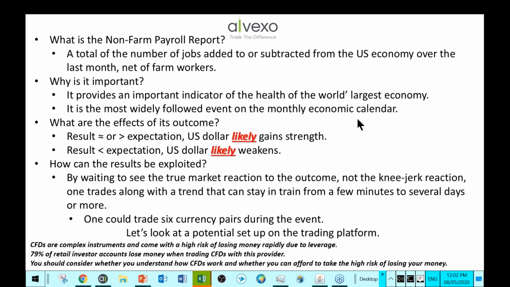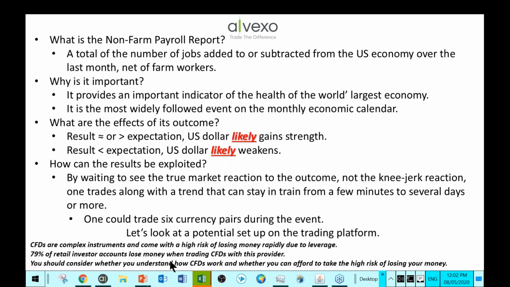Just for the newly attendant, the non-farm payroll reports monthly the total number of jobs added to or subtracted from the U.S. economy over the last month, net of farm workers. It's important because it's an indicator of the health of the world's largest economy. It's the most widely followed event on the monthly economic calendar.